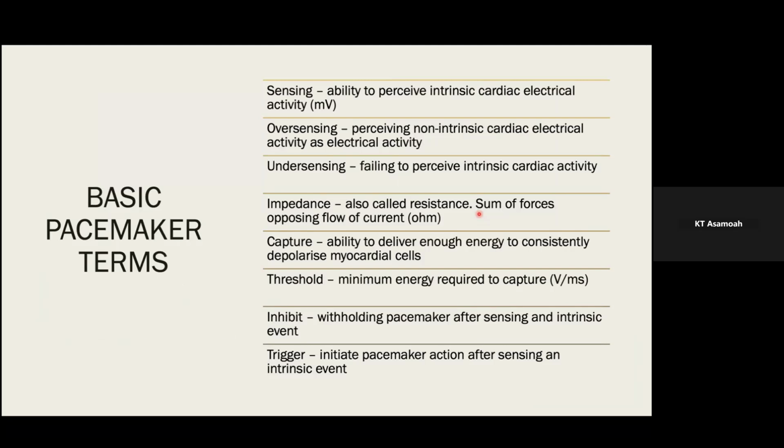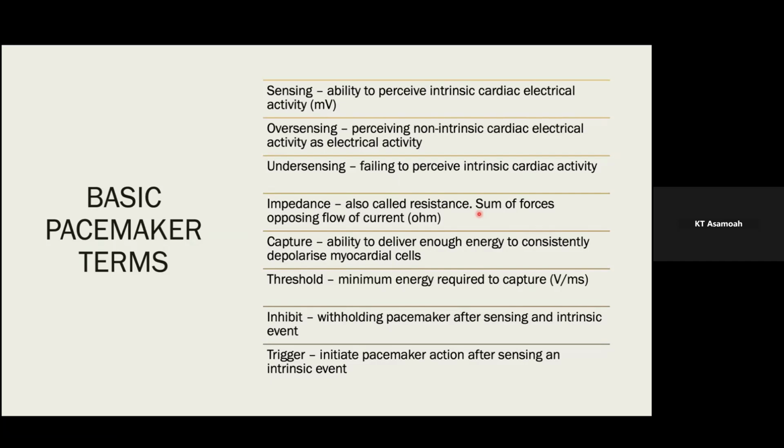So there are certain things that we need to understand because they are an important component of pacemaker lingo. Anytime people are discussing pacemaker related issues, these terms will be flying all over the place. So first is sensing. One type of sensing is the ability of the pacemaker to perceive intrinsic cardiac electrical activity. So it's able to pick up what's going on in the atrium, whether it's by the sinus node or down in the ventricles. That's called sensing.